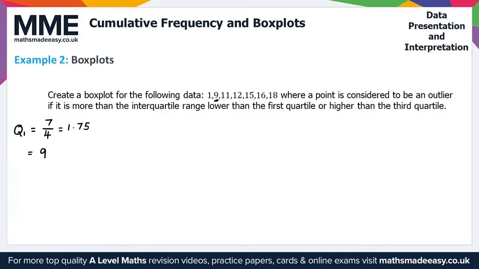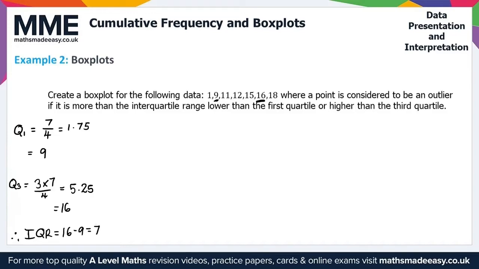For the third quartile then, for Q3, we do 3 times 7 and divide that by 4. And that gives us 5.25. So the third quartile is the 6th data point. Remember, we round up even if we would normally round down. So that's the 6th data point, which gives us 16 there. Okay, so that's equal to 16. So in that case, the interquartile range is going to be Q3 minus Q1. So the IQR is simply 16 minus 9, and that gives us 7.